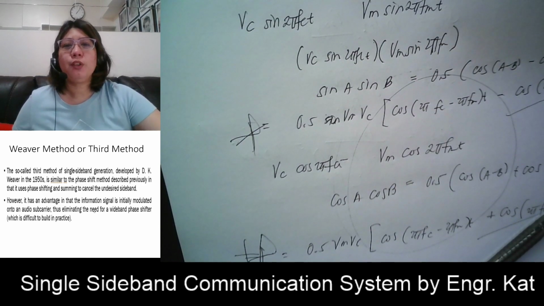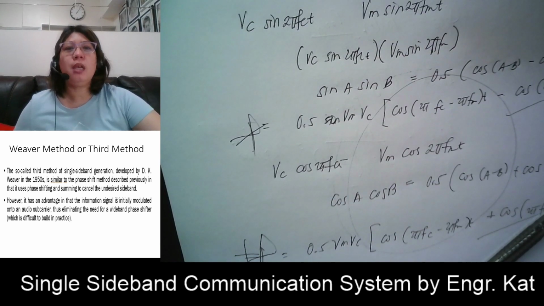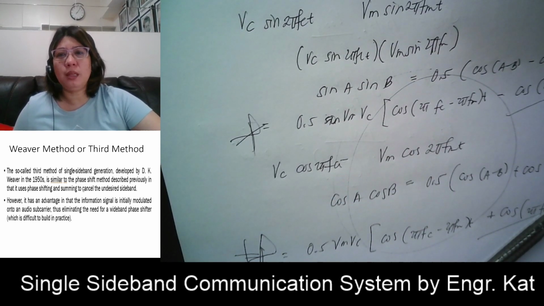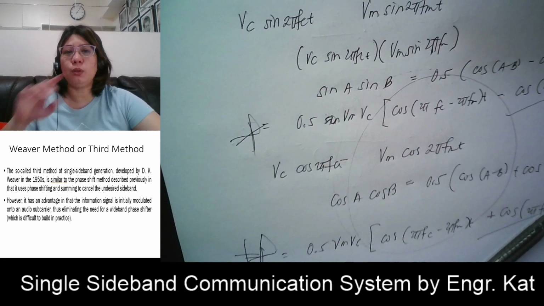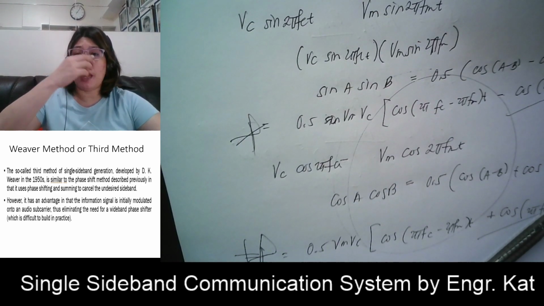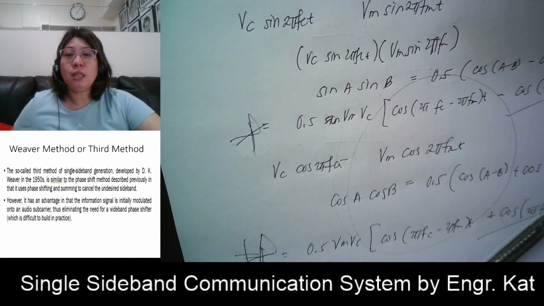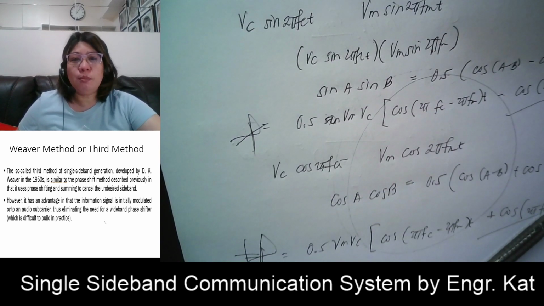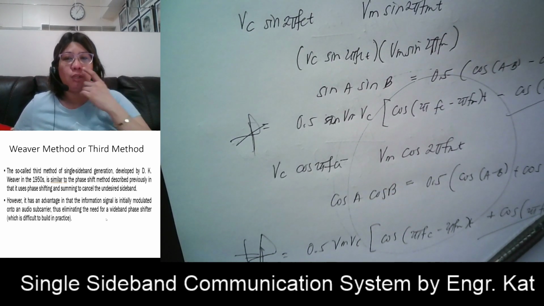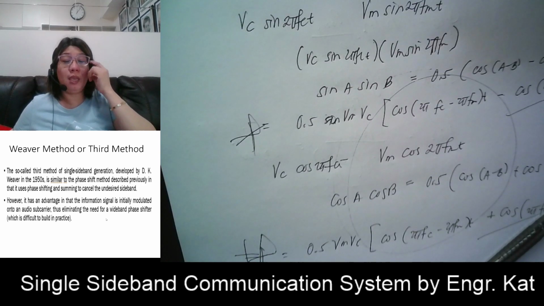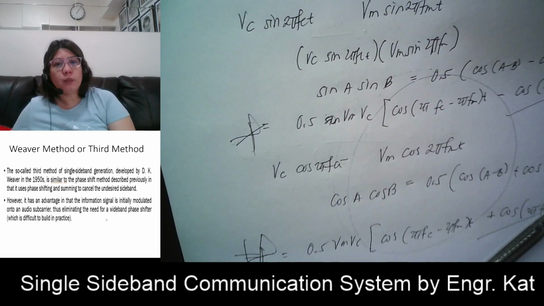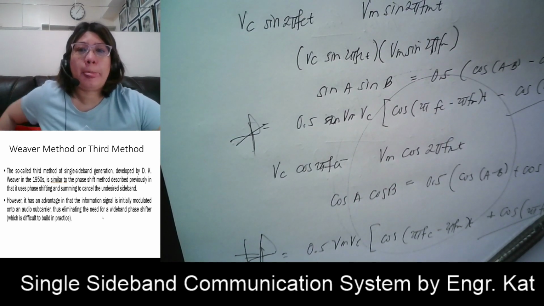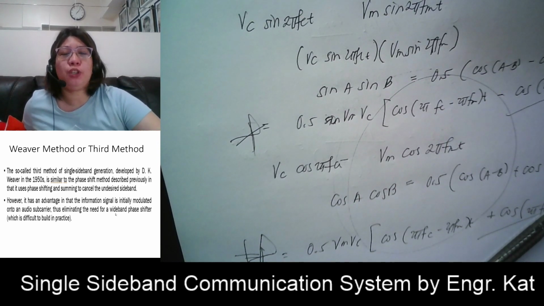It's written there. So it's similar to the phase shift method described previously in that it uses phase shifting and summing to cancel the undesired sideband. Okay, so however, it has an advantage in that the information signal is initially modulated onto an audio subcarrier, thus eliminating the need for a wideband phase shifter, which is difficult to build in practice. Okay, so but the operation is somewhat similar to the phase shift method.